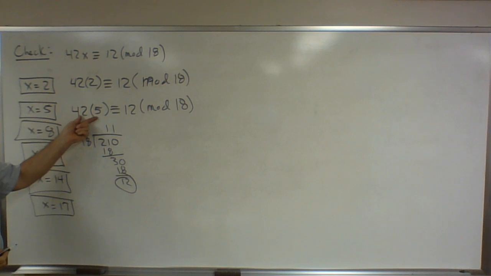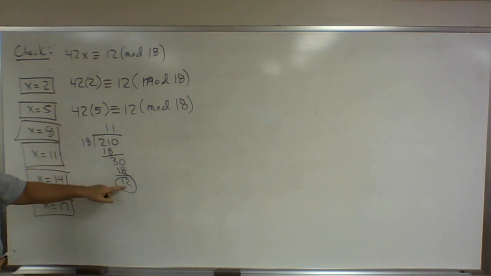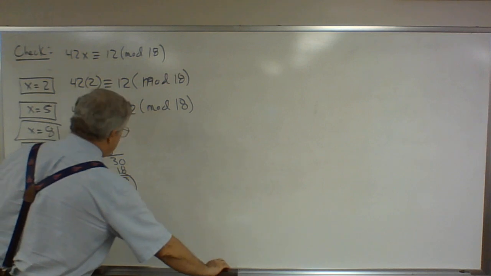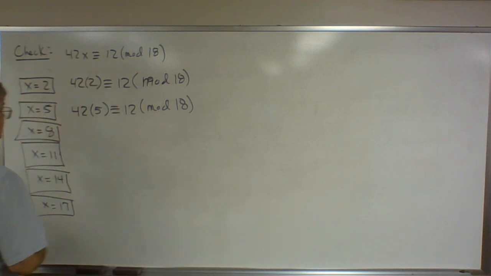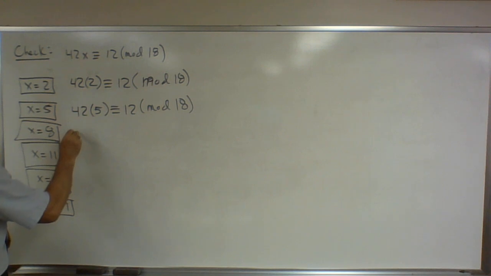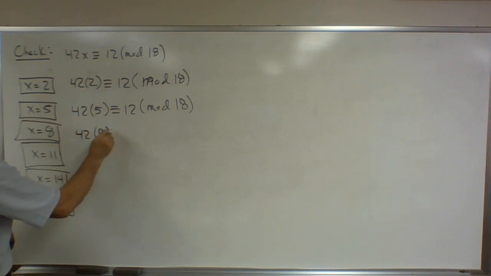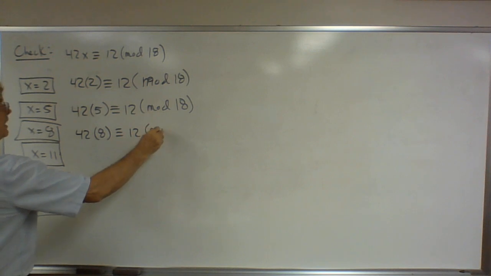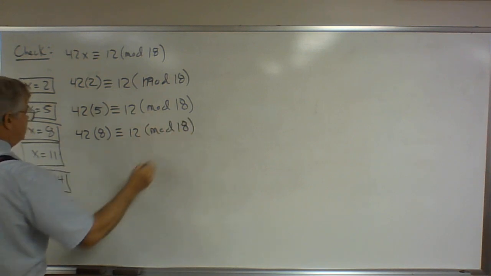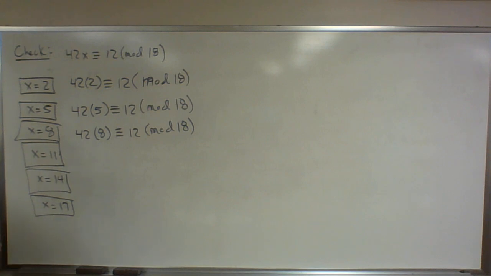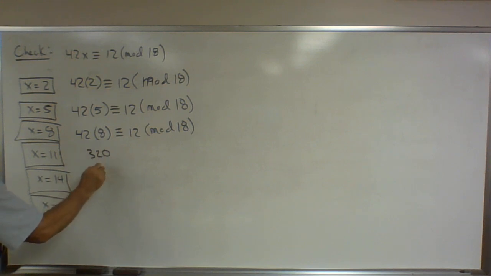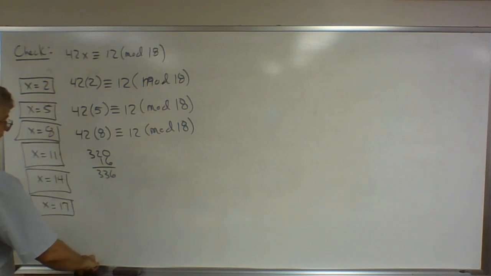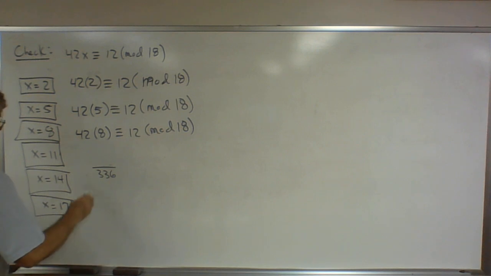18 goes into 42 two times, with a remainder of 6. Hmm, 18 goes into 42 times 5, 11 times with a remainder of 12. Okay, x equals 8. 42 times 8 is congruent to 12 mod 18. Holy moly, is this going to work? Let's see. 42 times 8. That's 320 plus 16, 336, and we divide 336 by 18.